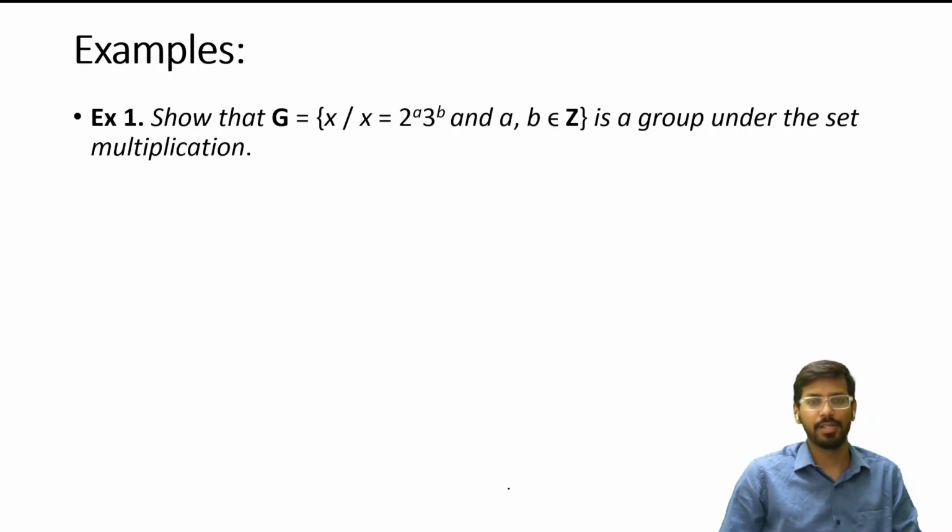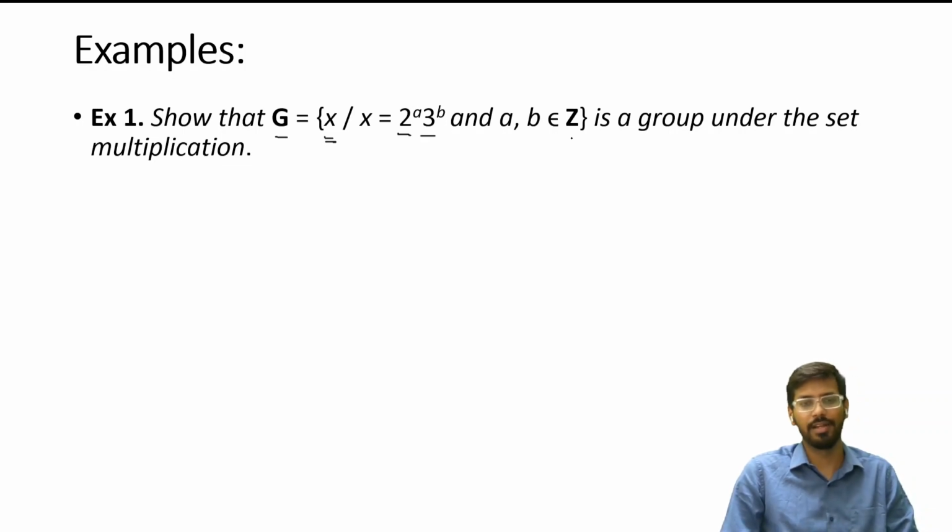Now we will take a few examples of groups. Suppose we have a group G such that G = {x : x = 2^a 3^b}, where a and b belong to the set of integers Z. We have to check the basic properties, and here the operation is multiplication. So this is a group with multiplication as the binary operation.